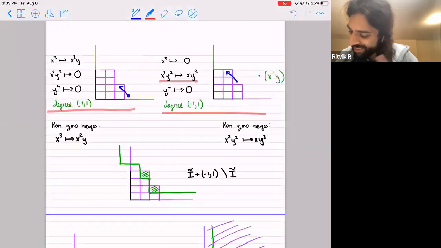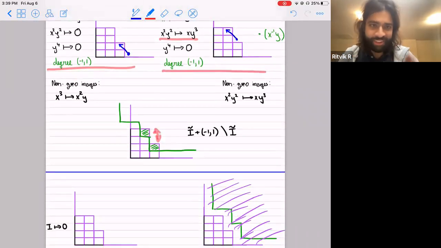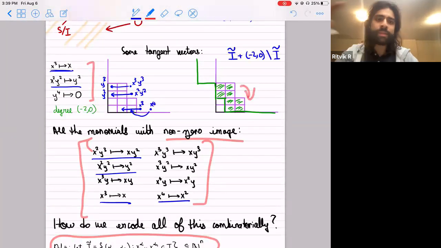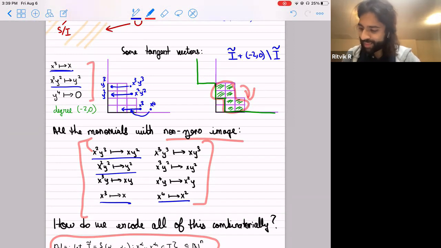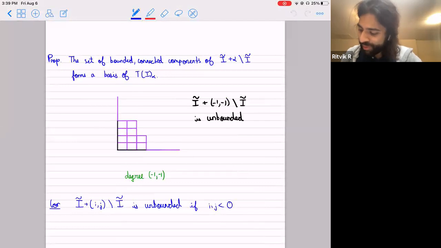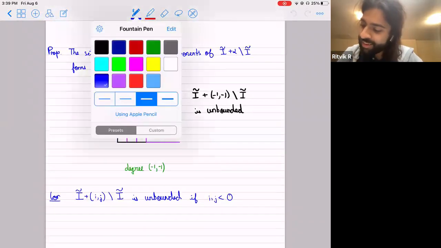I don't want to say too much, but I can make it precise if people have questions. This is not connected because they're not touching essentially, while this whole thing is connected because there's a path inside this area between any two boxes. That can easily be made precise. So that's what I mean by connected. And what is unbounded? Let's see what happens if I shift in negative degrees.